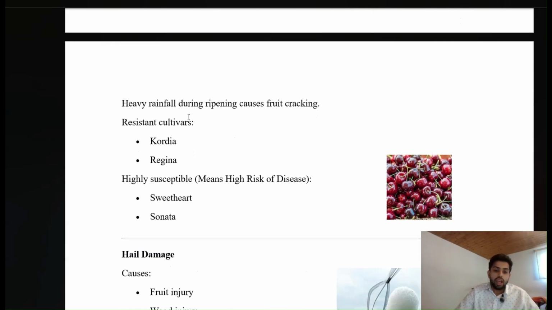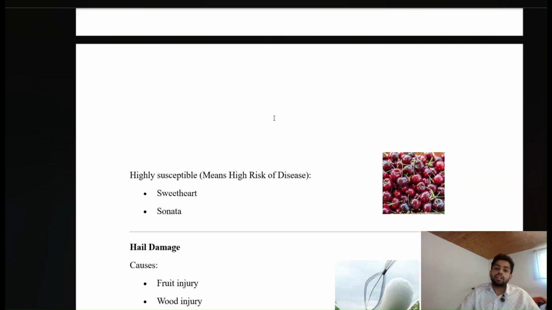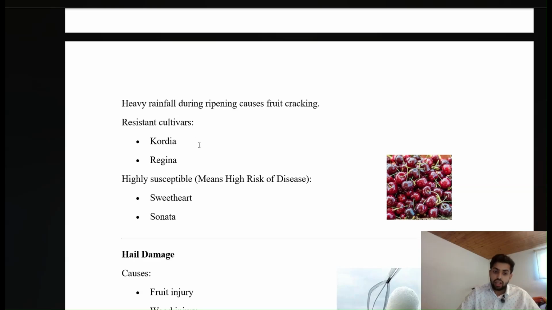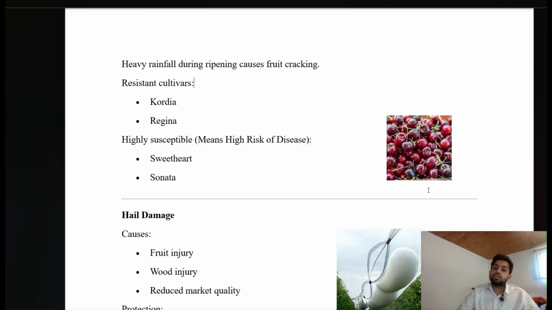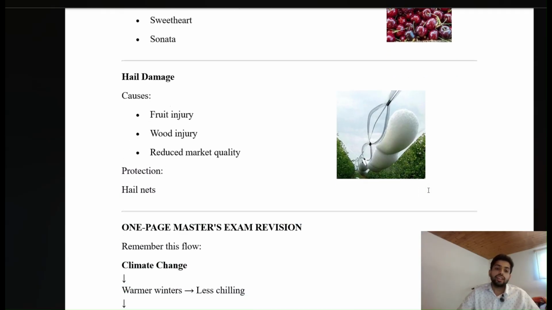So heavy rainfall during ripening causes fruit cracking, and it can be resisted by variety selection, like Kordia and Regina, which are good varieties that can decrease fruit cracking. And highly susceptible means high risk of disease. Like if we grow Sweetheart and Sonata, these two varieties, then there are more chances of fruit cracking. And what is hail damage?